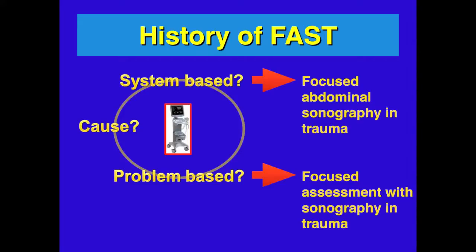The history of FAST has changed from a system-based approach to a problem-based approach, which is also being incorporated in many other areas of ultrasound. In the case of FAST, it used to be called Focused Abdominal Sonography in Trauma, and later was changed to a problem-based approach called Focused Assessment with Sonography in Trauma, with trauma being the problem.